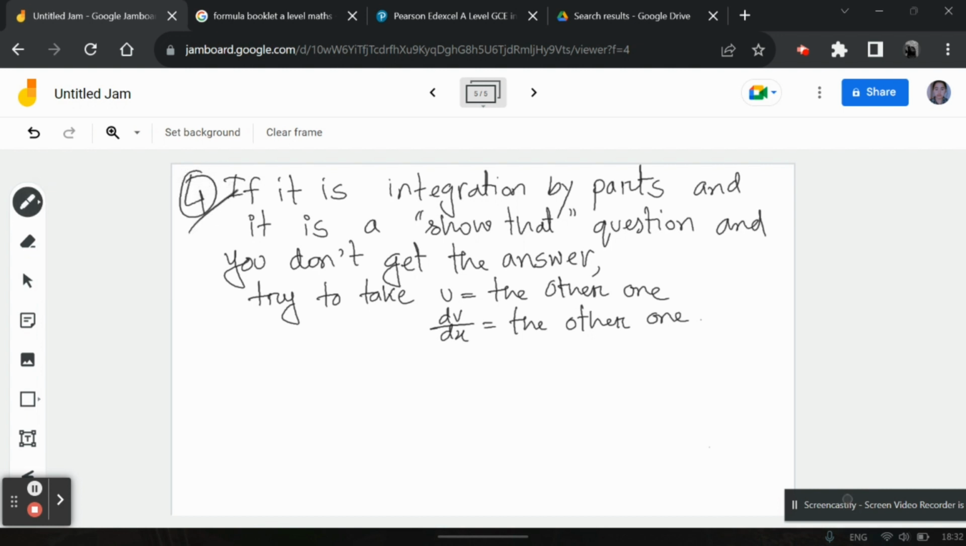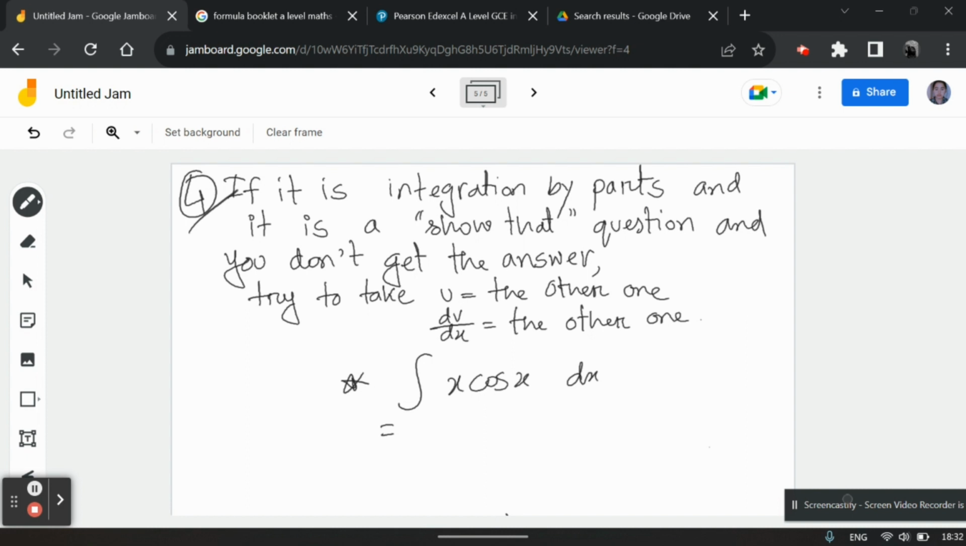So it says, if it is integration by parts and it is a show that question and you don't get the answer, try to take u equal to the other one and dv over dx equal to the other one. Here I meant for integration, for example, we have x cos x, like we have to integrate this.